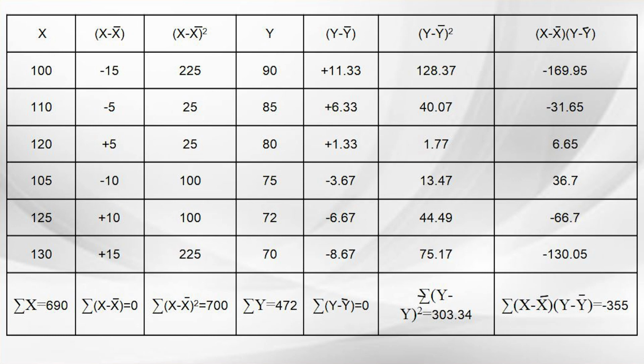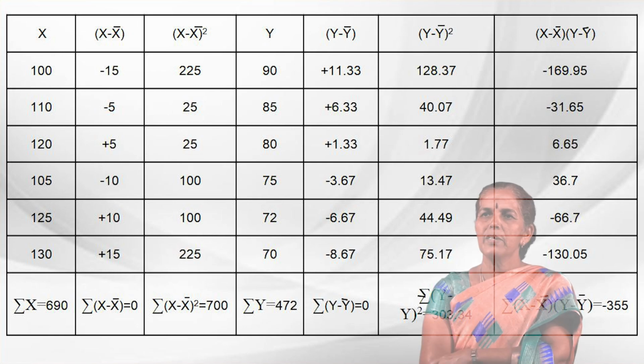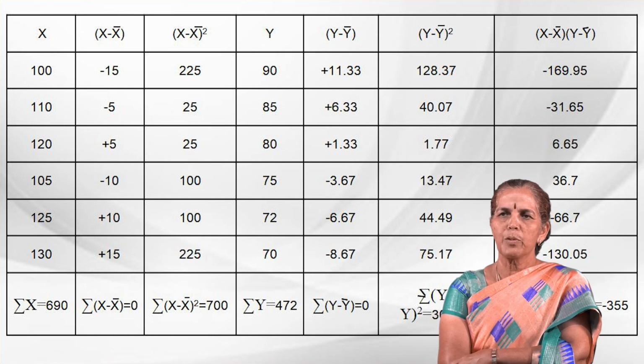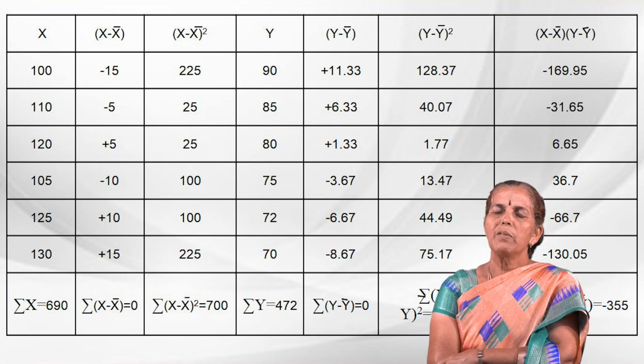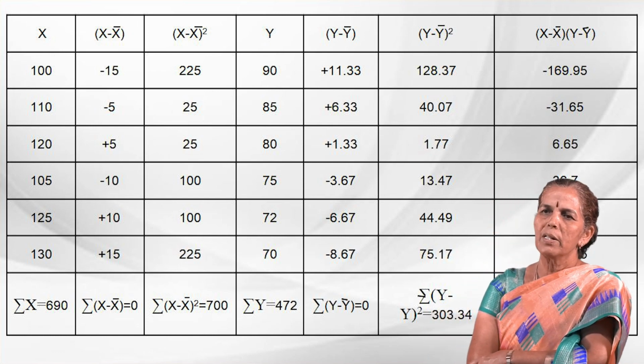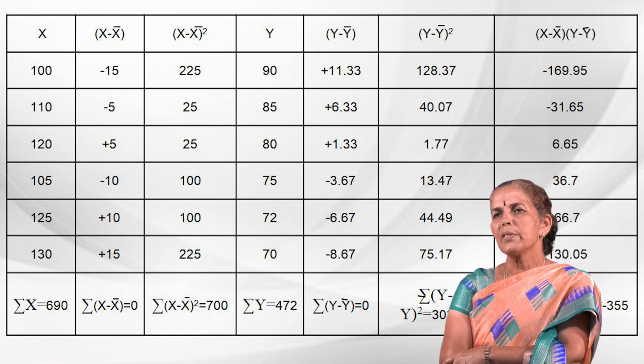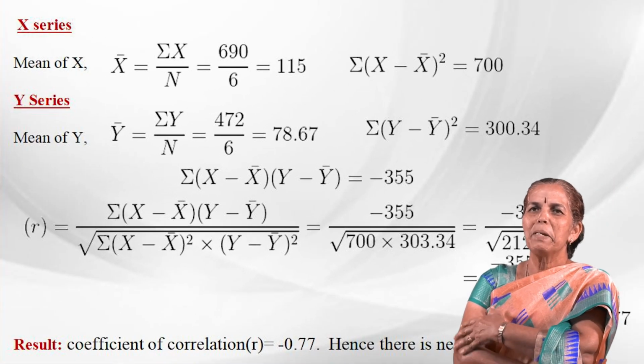Next, we have to find x minus x bar into y minus y bar. That we got as minus 169.95, minus 31.65, 6.65, 36.7, minus 66.7, minus 130.05. When we sum up summation x minus x bar into y minus y bar, we got minus 355.